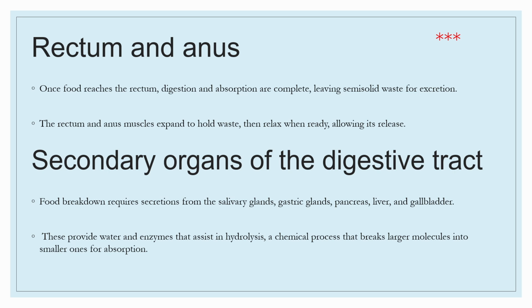Secondary organs involved in the digestive tract help break down food and provide secretions: things like salivary glands, gastric glands, pancreatic glands, liver, and gallbladder. These all provide enzymes and different types of materials that aid in digestion, and they provide water and enzymes to assist in hydrolysis, which means the breaking down of molecules using water, and chemical processes which break down larger molecules into smaller ones for absorption.